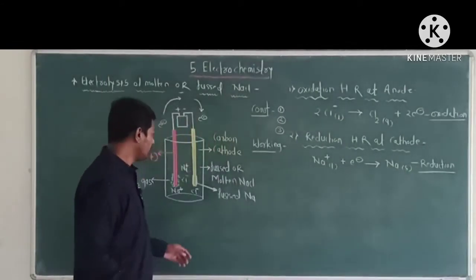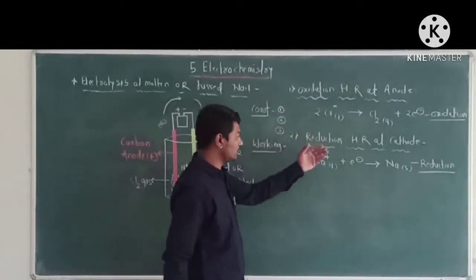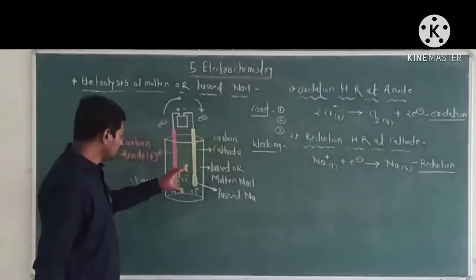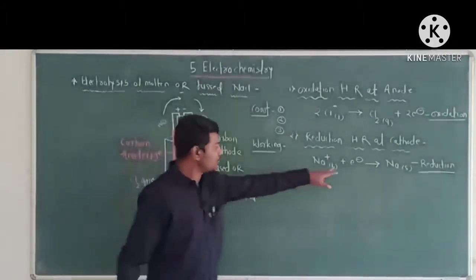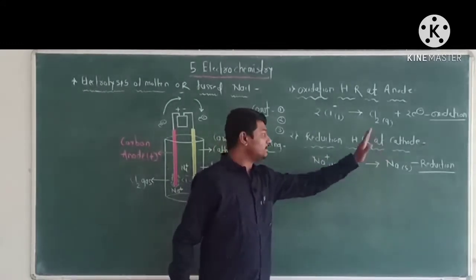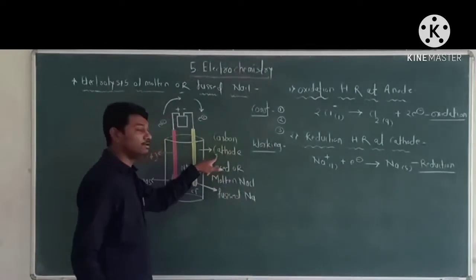Now at the cathode, the reduction half reaction occurs. At the cathode, the Na+ ion accepts the electron from the cathode and is reduced into metallic sodium. This is the reduction half reaction which occurs at the cathode.